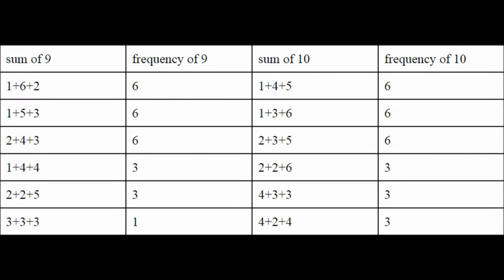Also, for rolling a 9, there is a possibility of getting 3 threes rolled. However, there is only a 1 out of 216 chance to receive it. In addition, since 10 is greater than 9, there are naturally more possible combinations to receive this sum of 10.